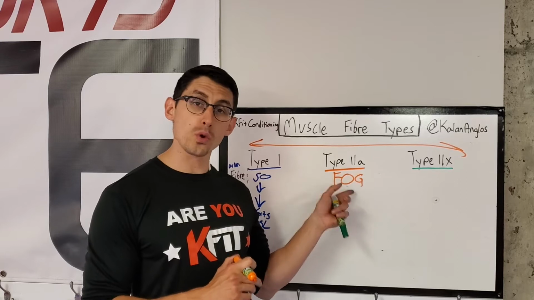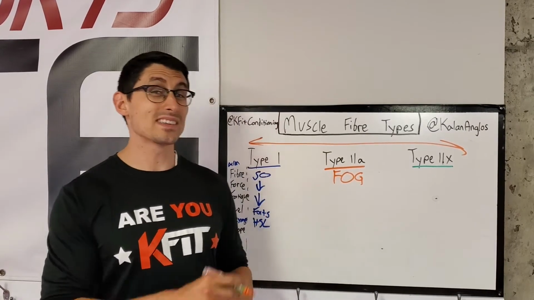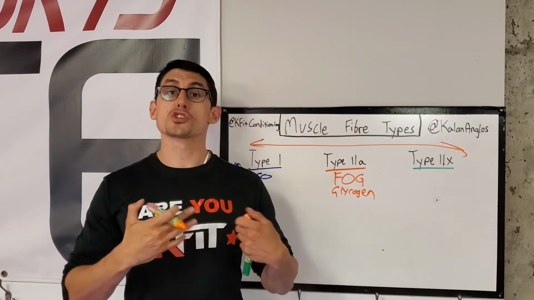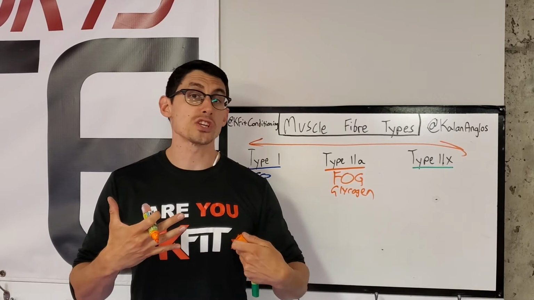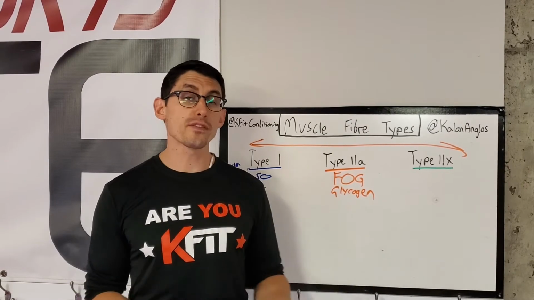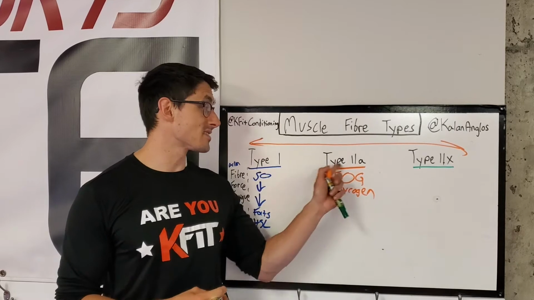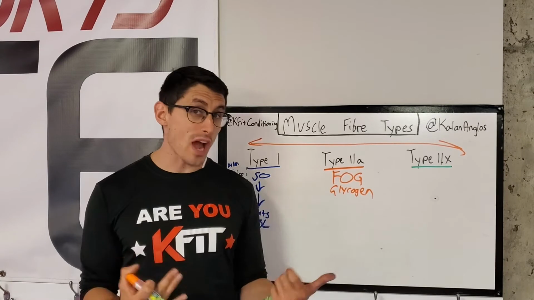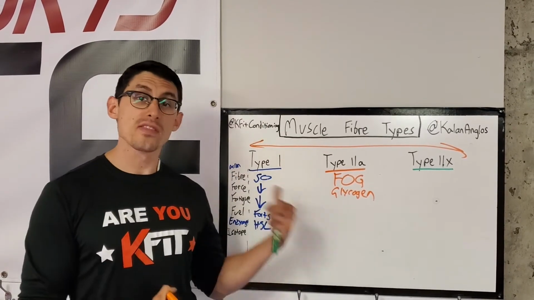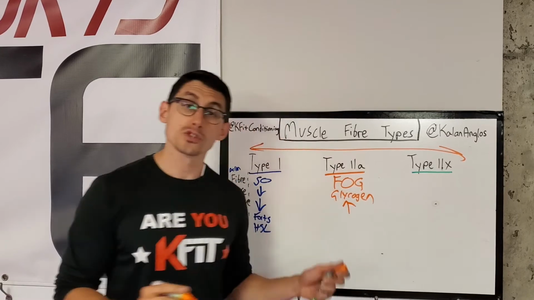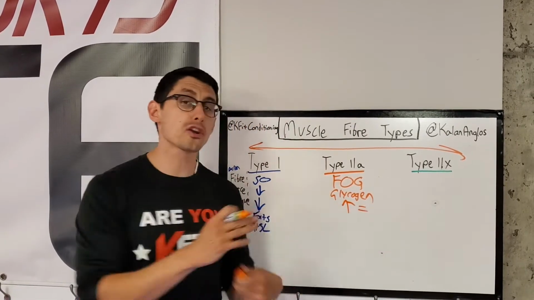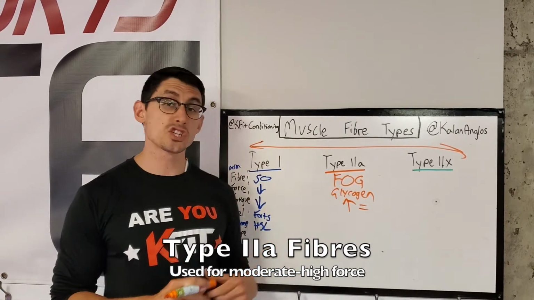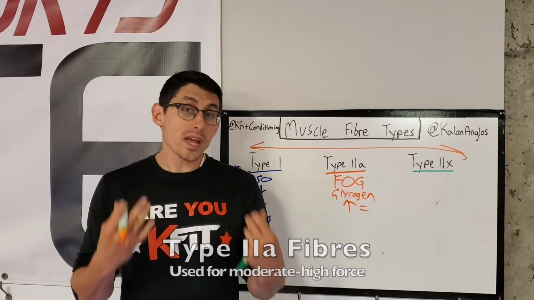The main fuel source for the type 2A fibers is glycogen. Glycogen is just the stored carbohydrates, the stored glucose in your muscles as well as your liver, which fuels the more high-intensity exercises that type 2A fibers perform. Type 2A fibers are fast, they contract quickly, and they can generate more force than type 1 fibers. So they have a high to moderate level of force that they can generate in a generally quick amount of time.